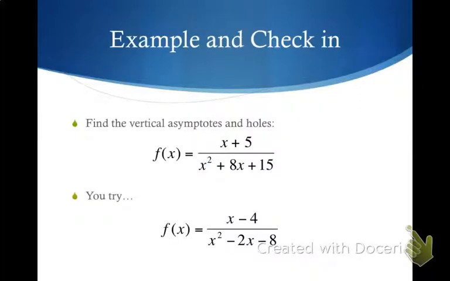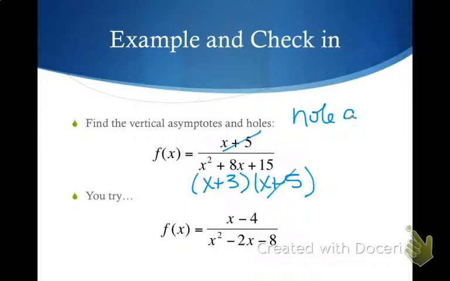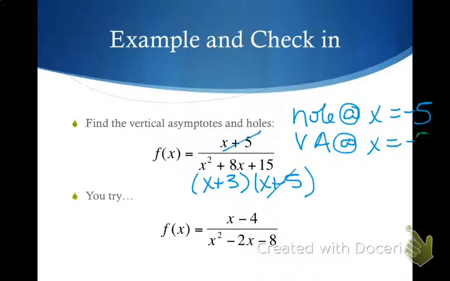So running through this example real quick, I'm going to factor the denominator. These two would cancel out, so we have a hole at x equals -5, and we have a vertical asymptote at the line x equals -3. You try the second one.